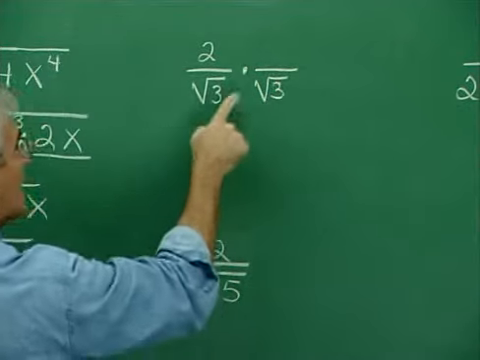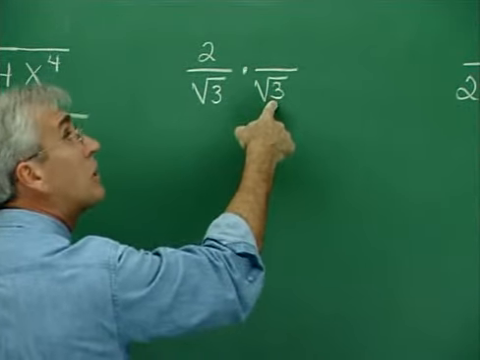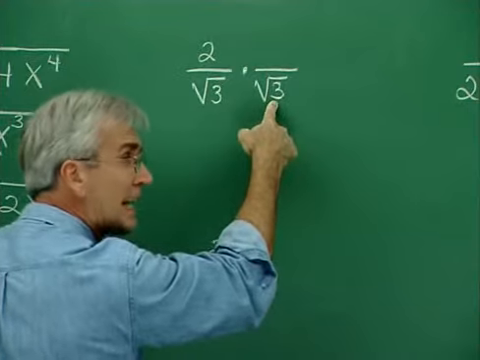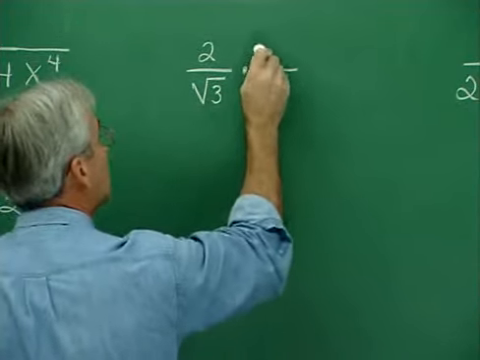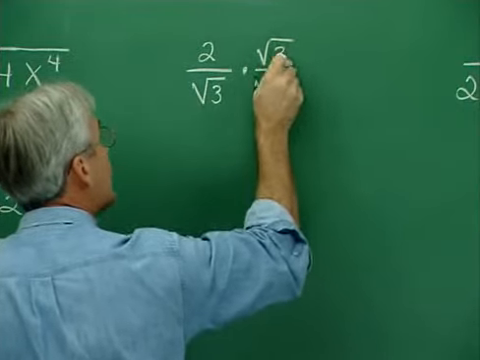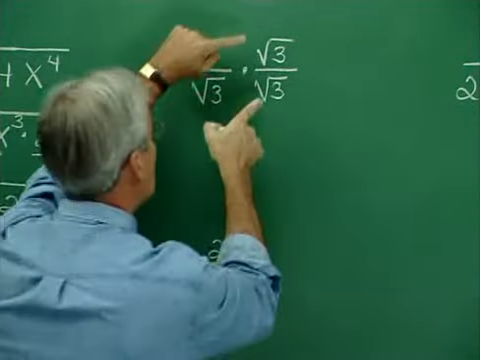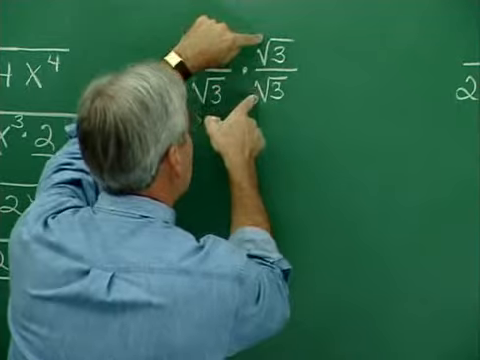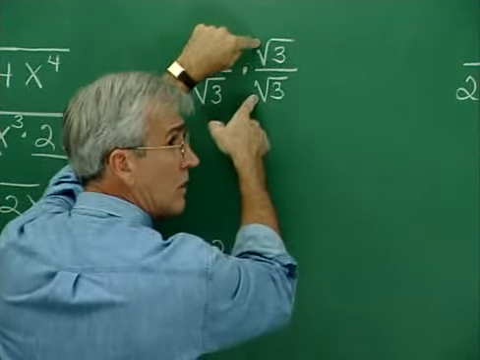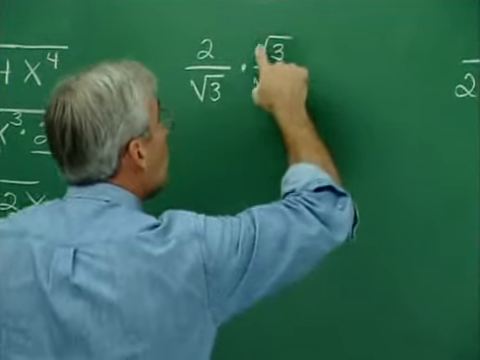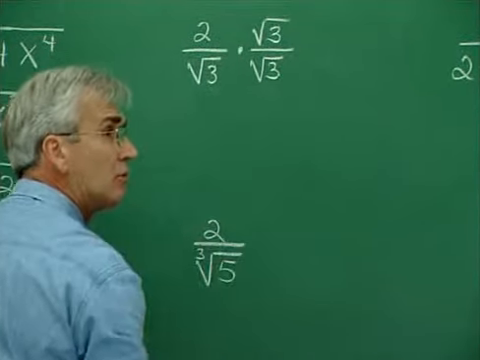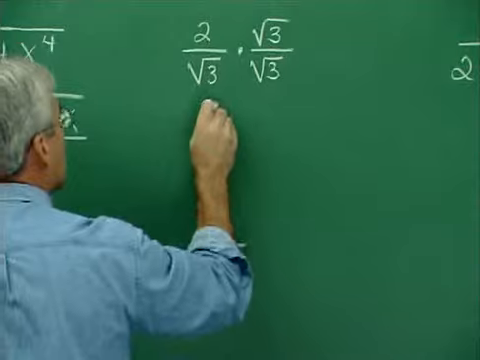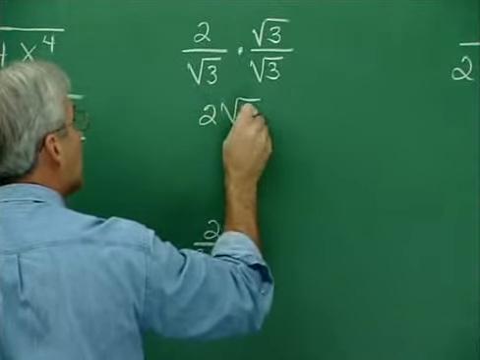We're going to multiply by the square root of 3 in the denominator. But if we multiply by the square root of 3 in the denominator, we have to multiply by the square root of 3 in the numerator as well, because we need to multiply by a form of 1. And when we multiply by a form of 1, we are changing the form of the fraction, but not its value. Okay, so that's what we want to do. Change the form, but not the value.